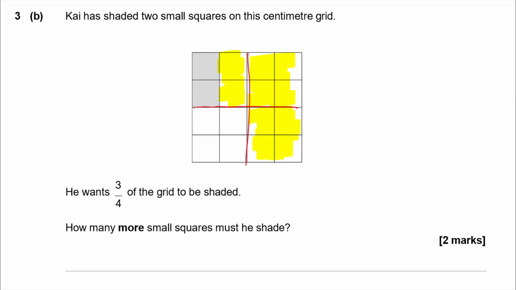Okay, so I've already shaded 2, so I've got another 1, 2, 3, 4, 5, 6, 7, 8, 9, 10 more then to shade, isn't it? So how many more do I need to shade? I need to shade 10 more.